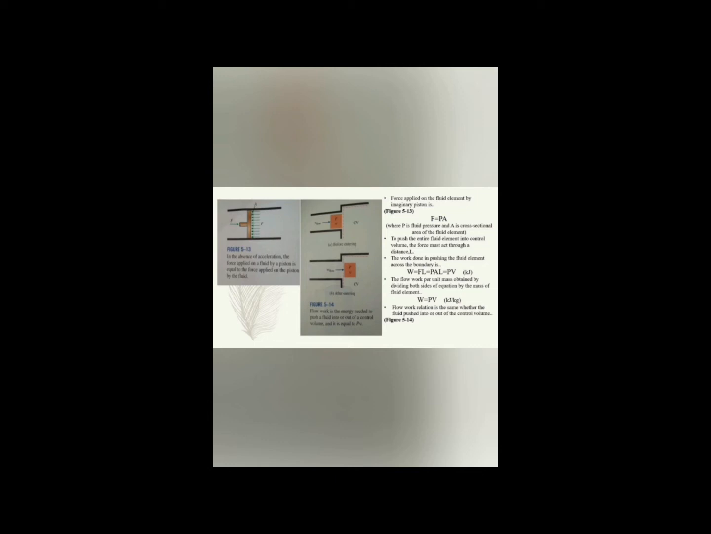For example, you can refer to figure 5.14. It has the flow work before entering and the flow work after entering. So the flow work is the energy needed to push a fluid into or out of a control volume, and it is equal to PV, where P is pressure and V is volume.